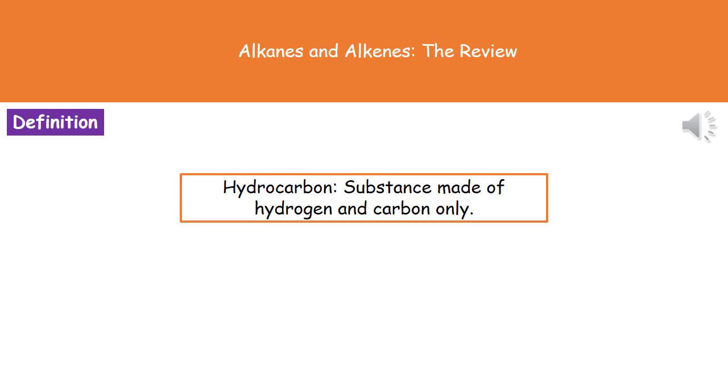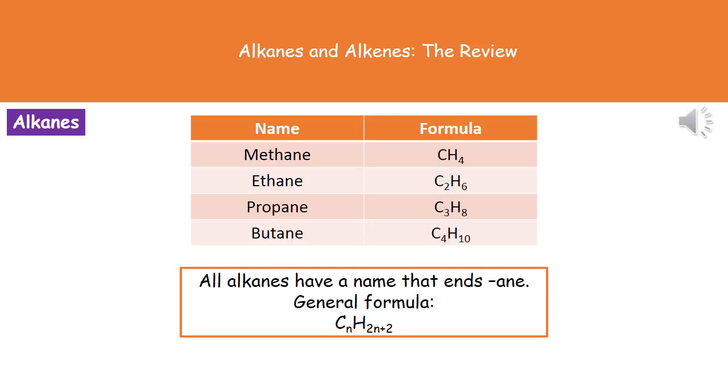First thing we need to understand then is the definition for the word hydrocarbon. Now they like to ask you this for a 2-mark question. You'll get your first mark if you say that it's a substance made of hydrogen and carbon, and the second mark for adding the word only. So make sure you do know that definition of hydrocarbon is something made of hydrogen and carbon only.